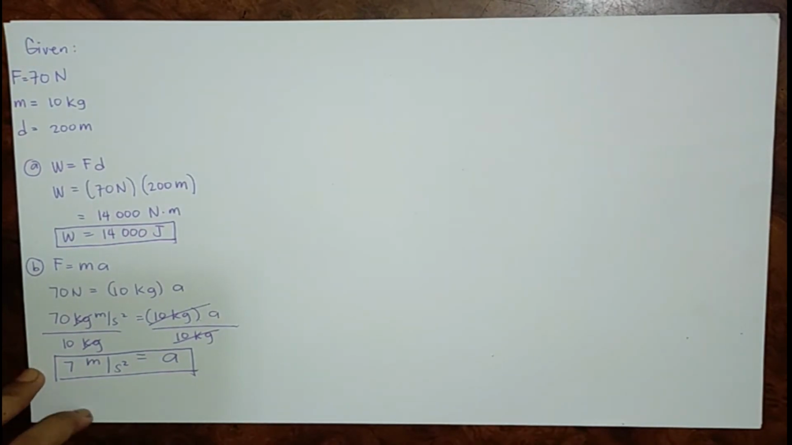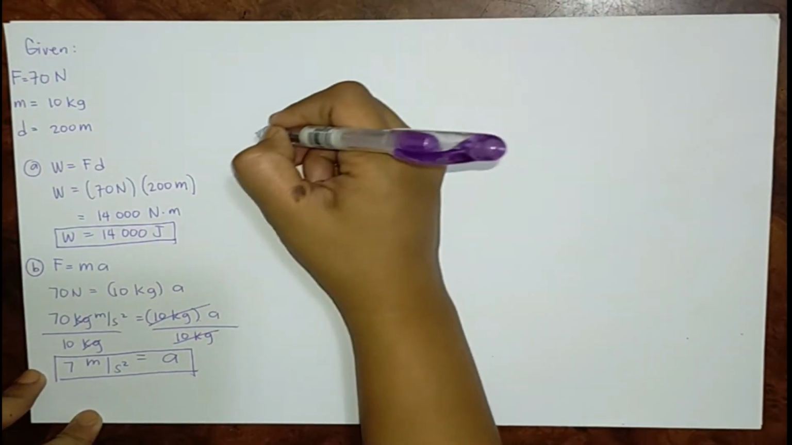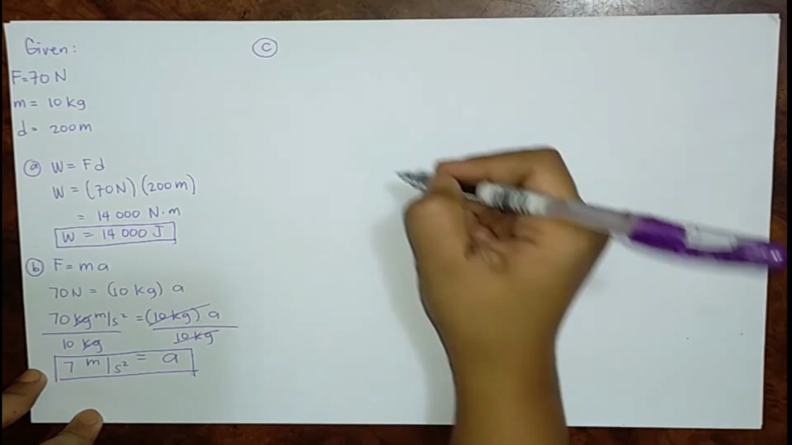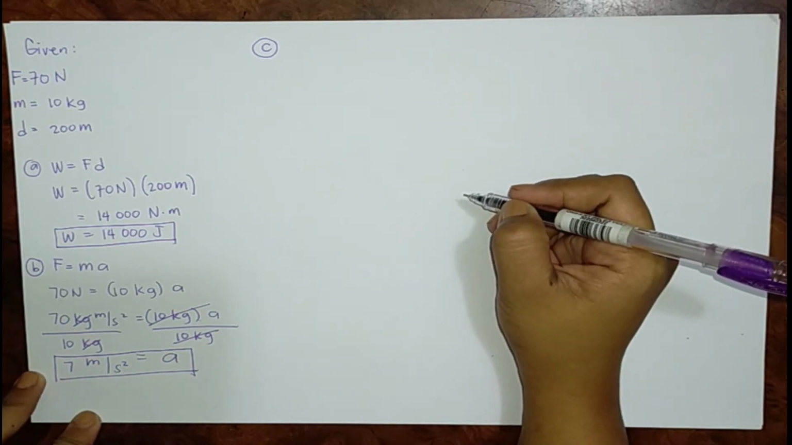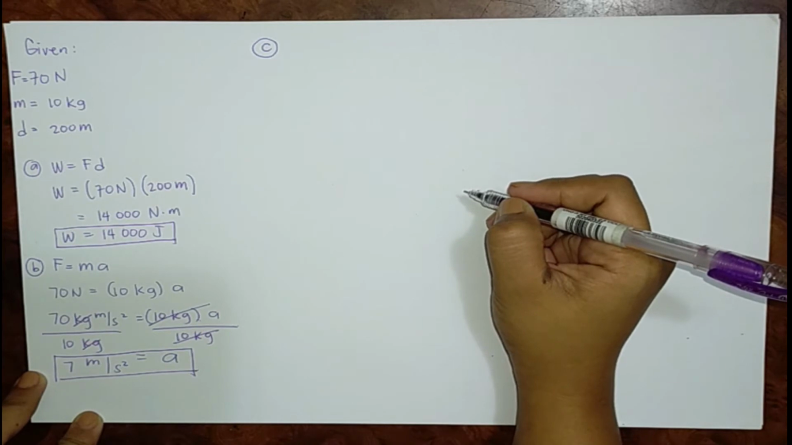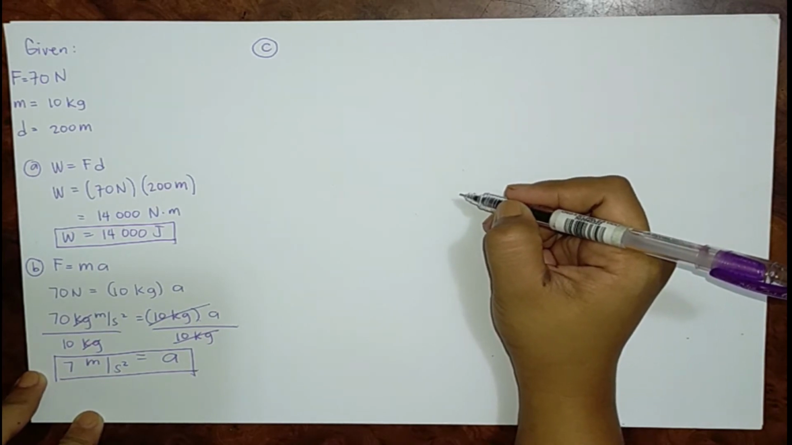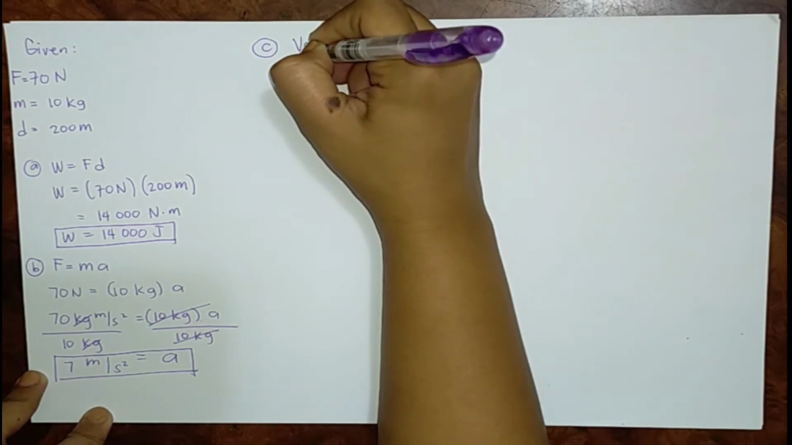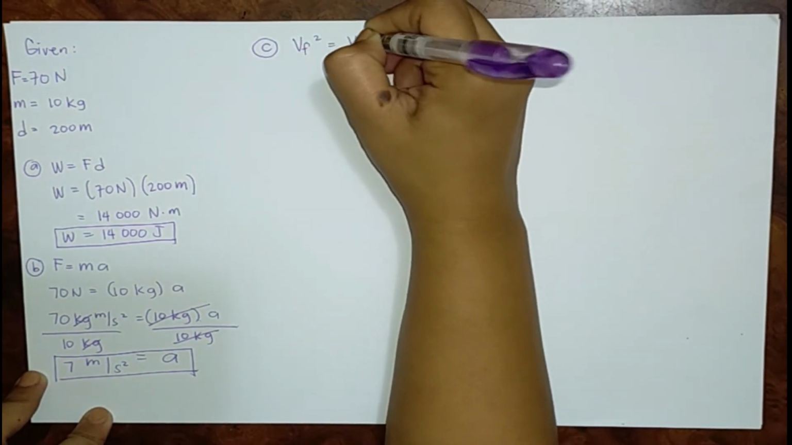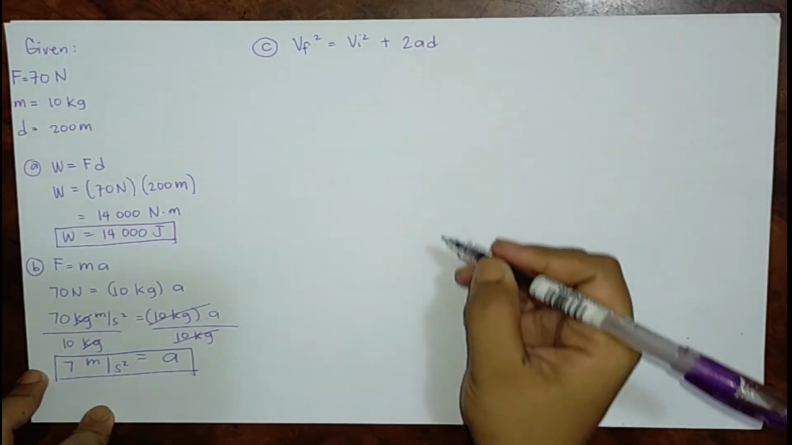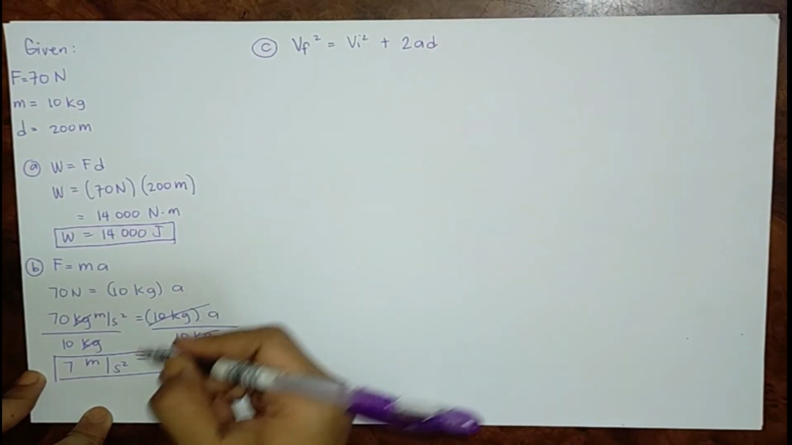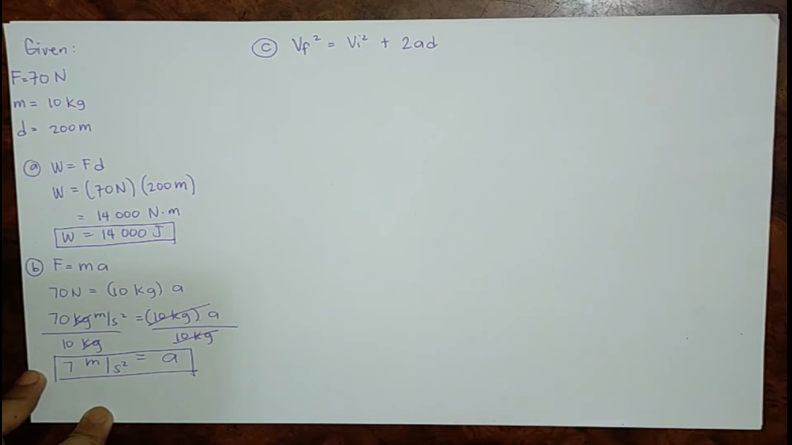There it is. Now let us solve for letter C. For letter C, we are going to look for the final velocity using the kinematic equation. To get the final velocity, I will be using Vf squared is equal to Vi squared plus 2ad. I will be using this equation because by looking at the given values, there's no time involved. So that's why that will be the equation that I'm going to use.